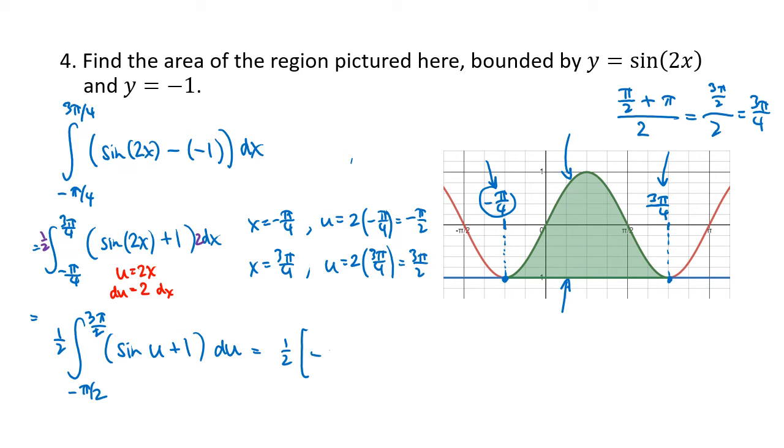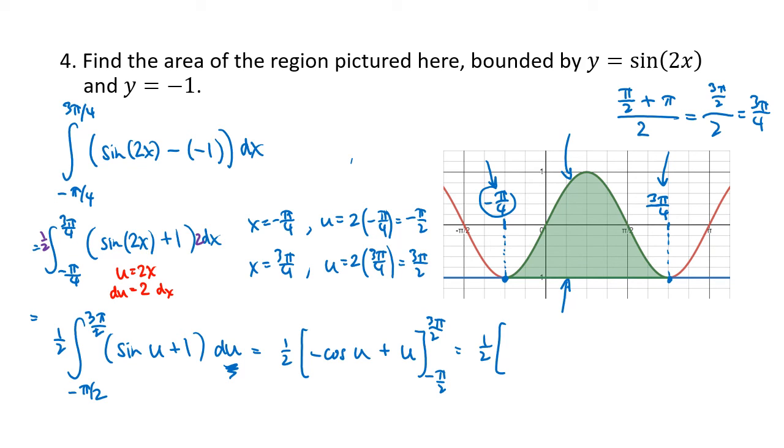The antiderivative of sine of u is negative cosine of u. The antiderivative of 1 with respect to u is u, right? Not x, but u. And then I'm plugging in 3 pi over 2 and negative pi over 2. So I'll actually work this one out for you. I skipped the previous ones because it was just dealing with fractions, so figured you could do those on your own, but let's do this one together.